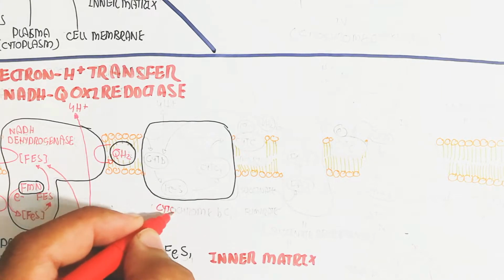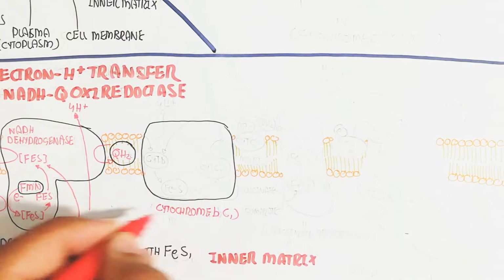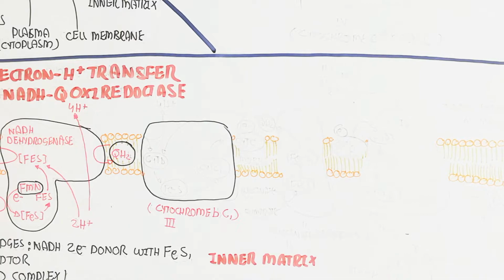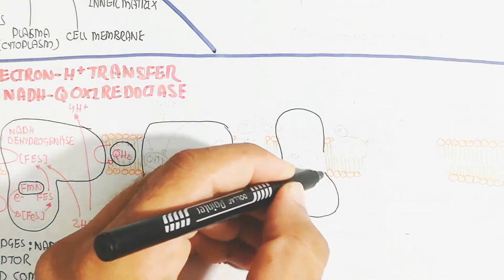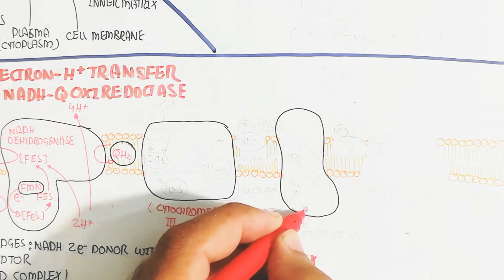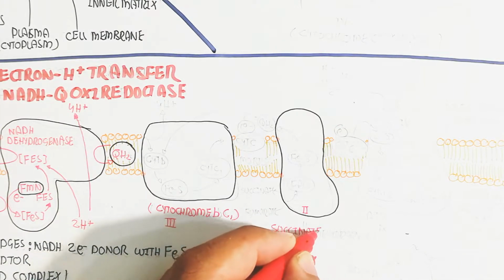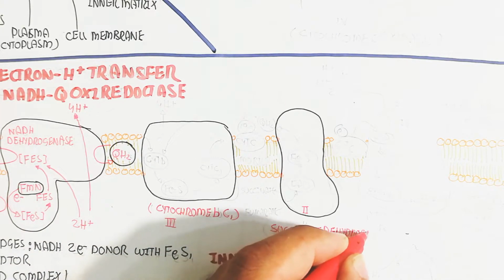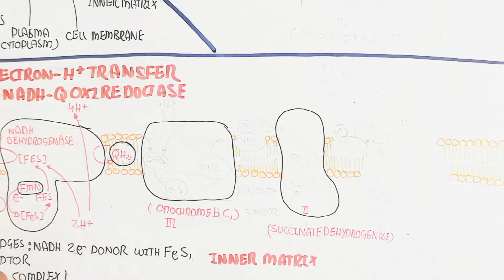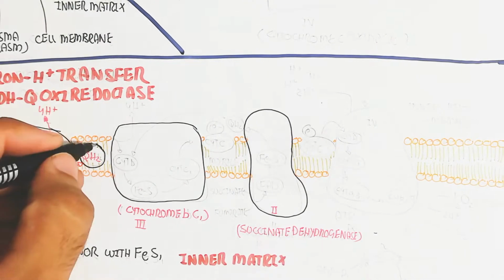So remember, the FMNH2 is reduced, and it will transmit the electron to the quinone to form ubiquinone, which is conferred. And here complex 3 and complex 2 are involved.